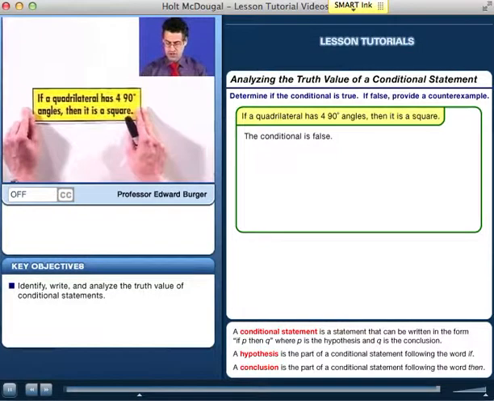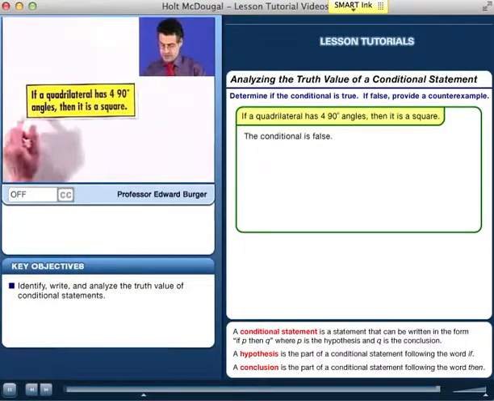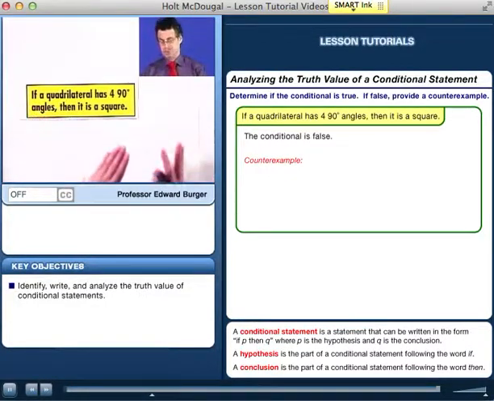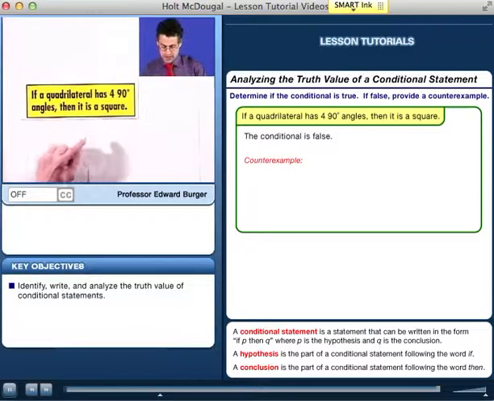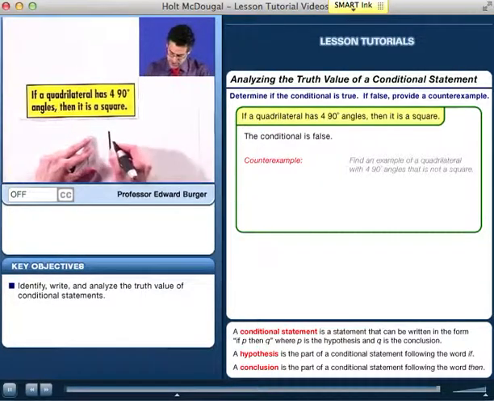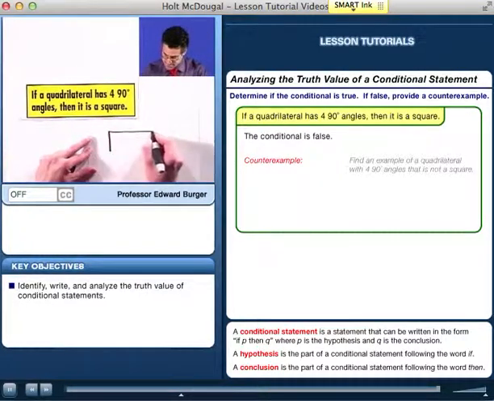And so if we want to show that it's false for real, we have to provide a counterexample. And so all I have to do is provide an example where this statement is no longer true. So if a quadrilateral has 4 90-degree angles, I've got to show you that it doesn't have to be a square. And the easiest way to do that is to draw a rectangle. That's not a square.